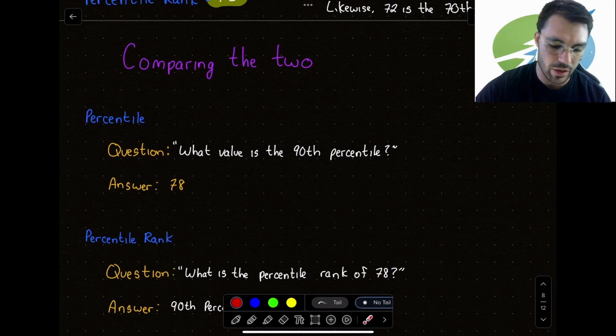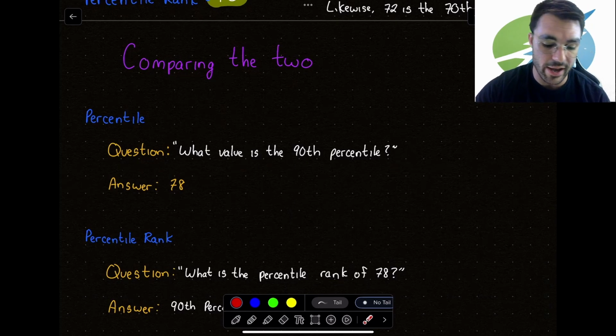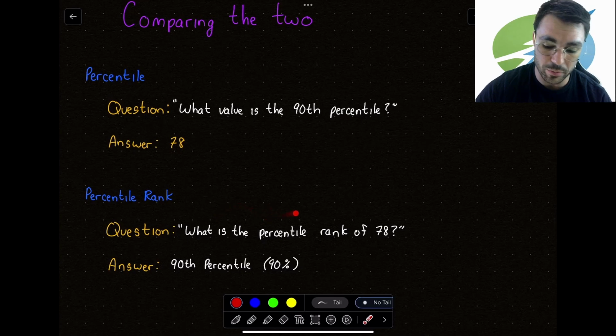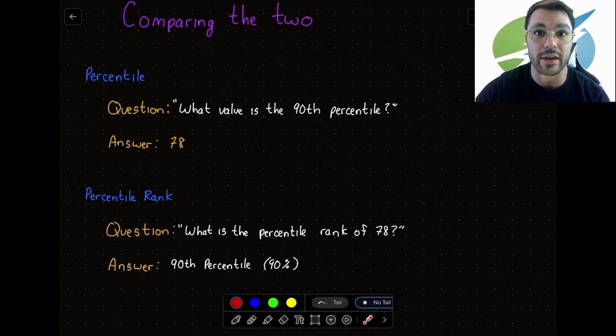Comparing the two. Percentile question, what value is the 90th percentile? We find the value. Percentile rank, what is the percentile rank of the value? In this case, 78. It's the 90th percentile. Again, another example of how they're inverse to each other.